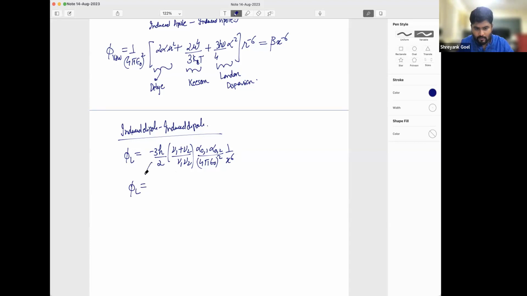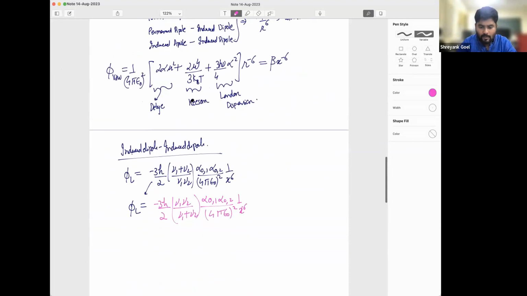So this should be minus 3H by 2. The corrected form is this: minus 3H by 2, mu1 times mu2 divided by mu1 plus mu2, alpha naught 1 alpha naught 2 divided by 4 pi epsilon naught square, 1 by x to the power 6. So this is according to this book that Jacob is managing.